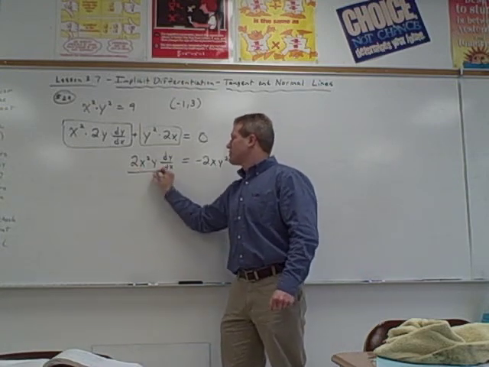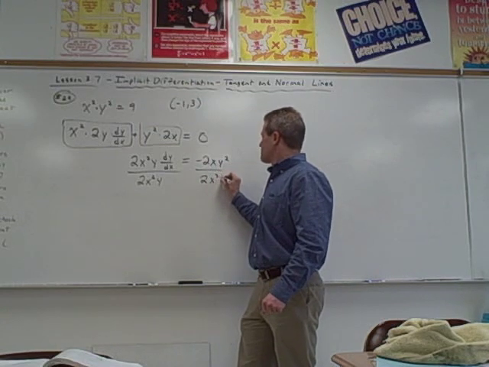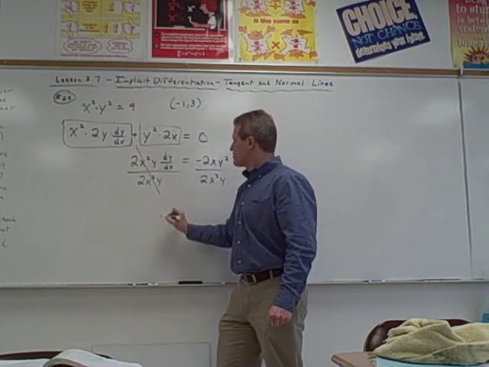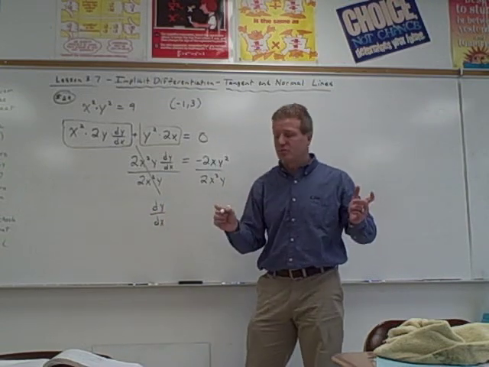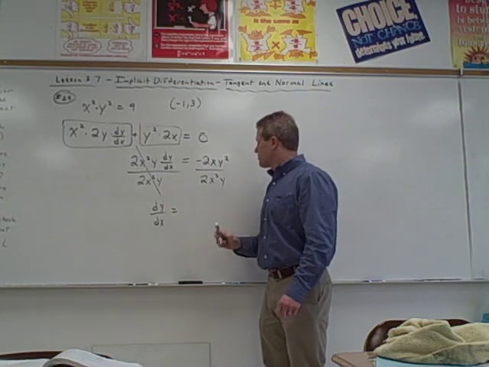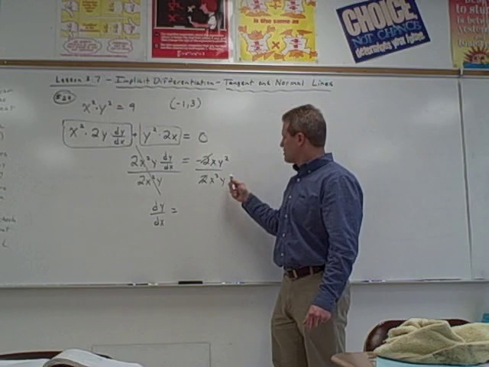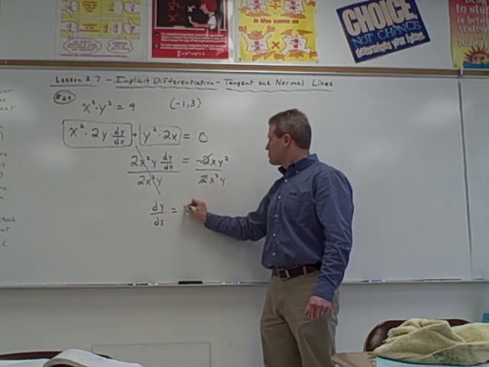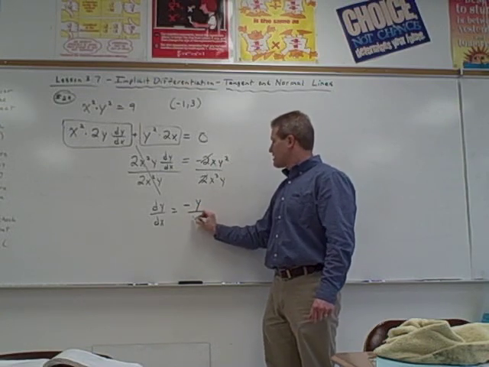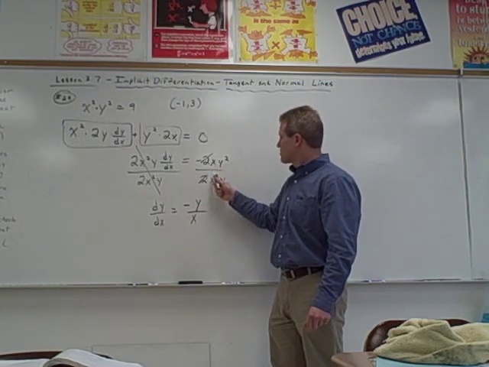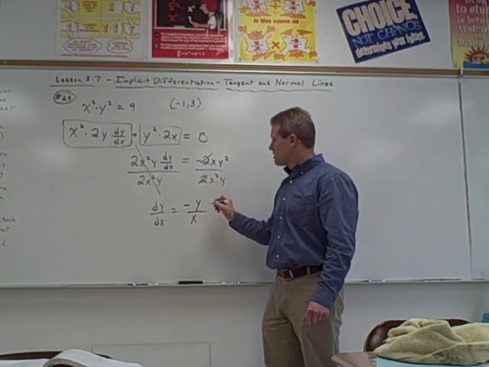Now let's divide by 2x squared y on both sides. This will cancel. So dy over dx, which represents your derivative, which is the slope of the tangent line, equals, and let's reduce. These two 2's will cancel. This x will cancel one of these x's. This y will cancel one of these y's. So you end up with negative y over x. Right? That x cancels that x, so you end up with an x in the denominator. That y cancels one of these, you end up with a y in the numerator.